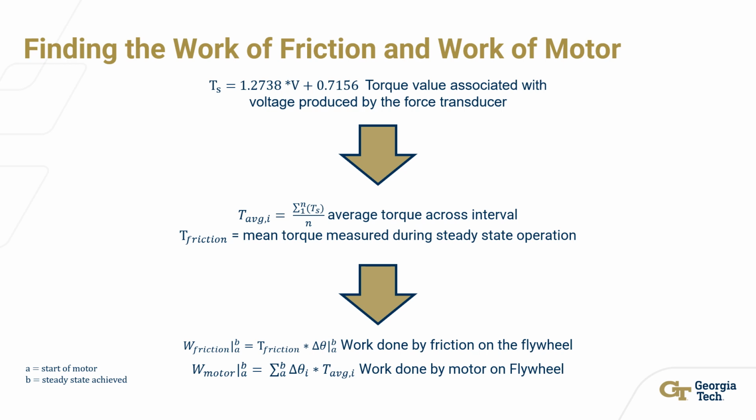As mentioned before, without the work of the piston and the work of the air, the equation to find the work of the friction and the work of the motor is simplified. From the above calibration equation, the torque on the motor is determined from the collected voltage, then is segmented by 10-degree intervals, which are averaged to define the overall torque of the motor to find the work done by the motor. When the system is at steady state, the torque due to friction can be determined, which is used to find the work done by friction.